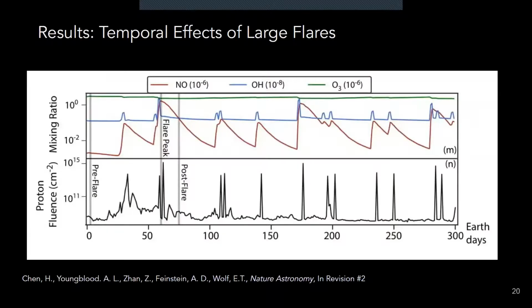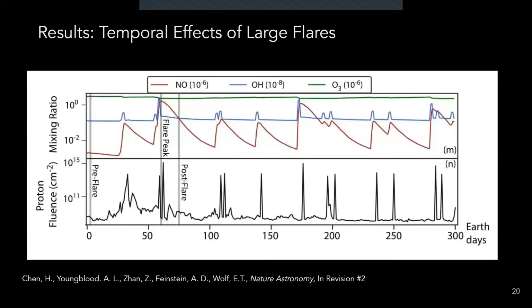And here's our result. We find that flares drive substantial perturbation in the atmospheric chemistry, especially nitrogen oxide, hydrogen oxide, and ozone. And these 3 gases are particularly important because they affect the chemical abundance of a range of other gases. So these are the first 3, especially NO and OH. These 2 gases are the most directly or initially affected species by the incident protons.